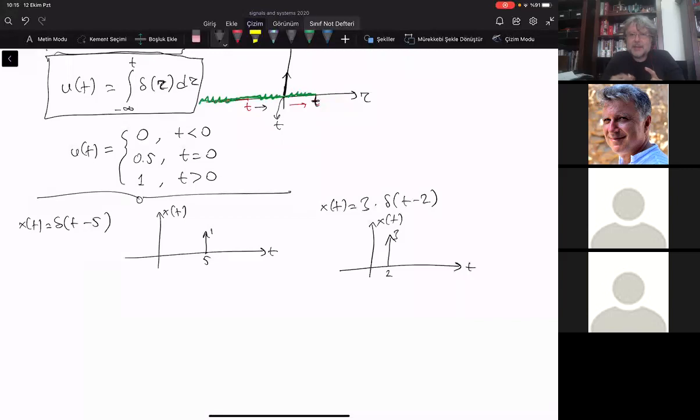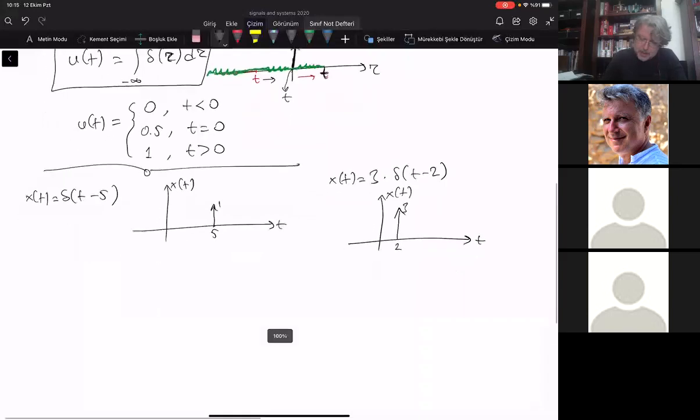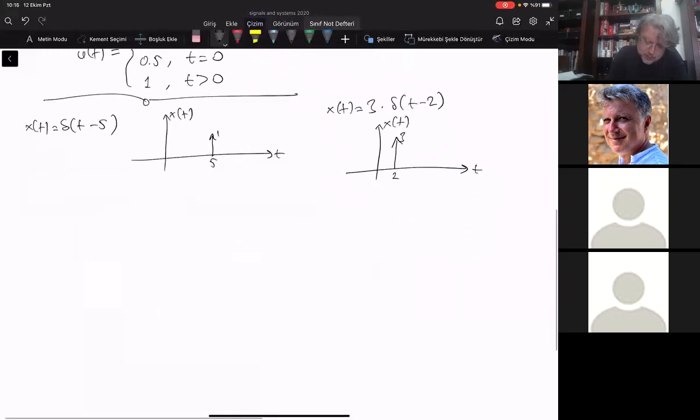And therefore, the area underneath, when you integrate, will give you minus pi. Now, what are we going to do with it? We are going to use it for sampling, or picking a value of a continuous time signal at a certain point.